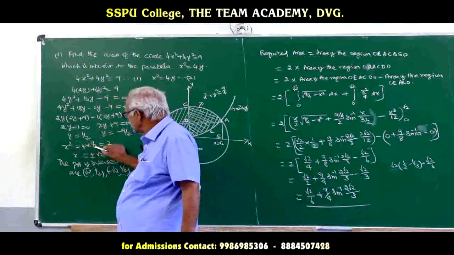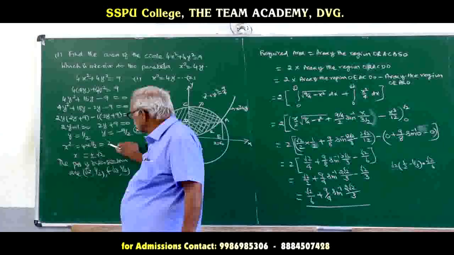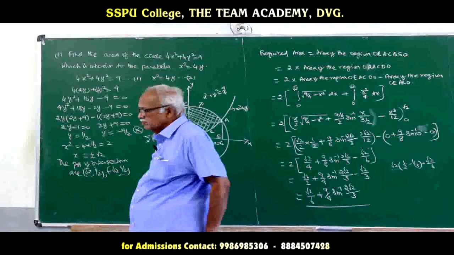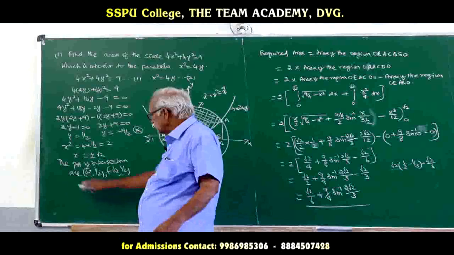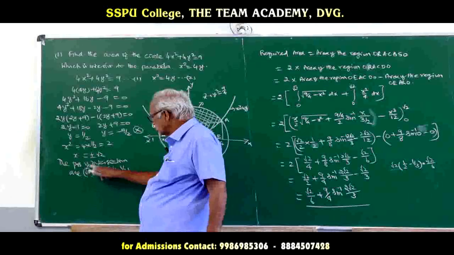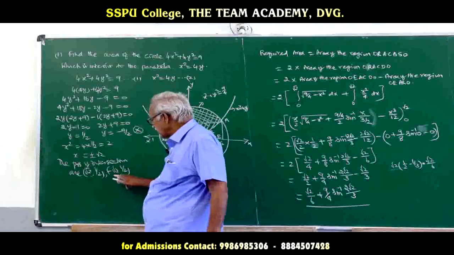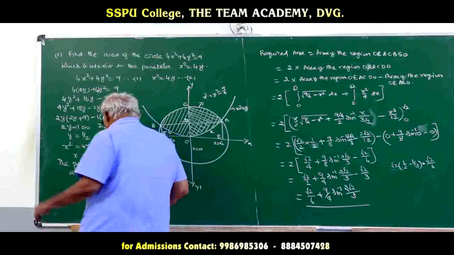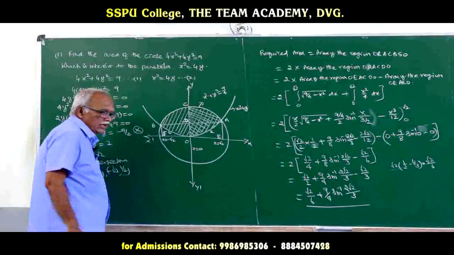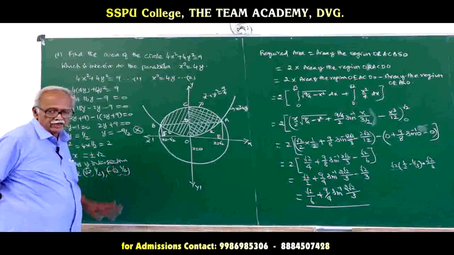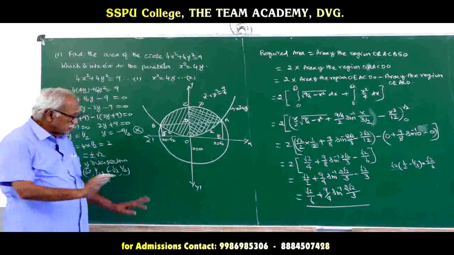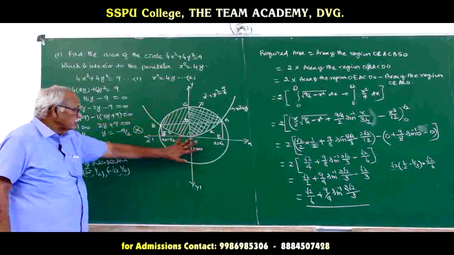Then x square is equal to 4 into 1 by 2, y is 1 by 2. So, 2 x is equal to plus or minus root 2. Now, the points of intersection are root 2 comma 1 by 2 and minus root 2 comma 1 by 2. The first step, we have found the points of intersection. Next step is we have to draw the figure.